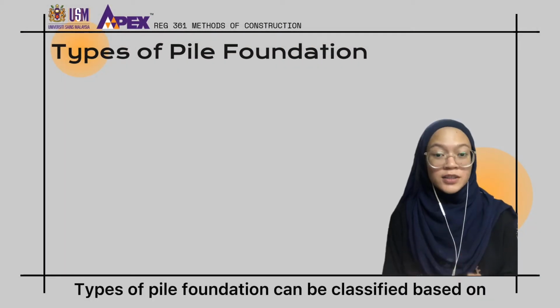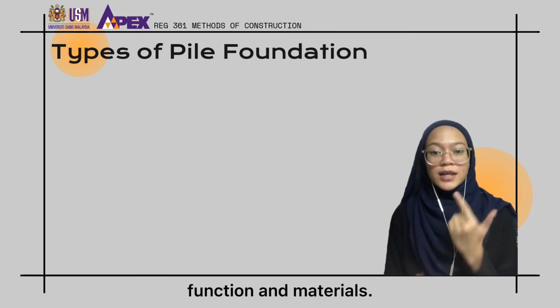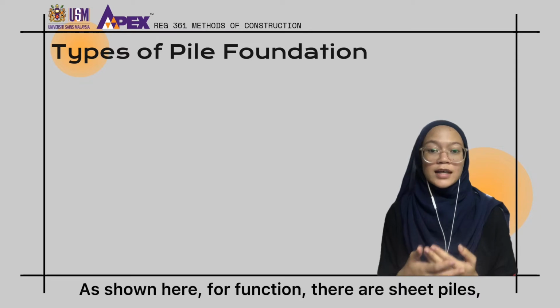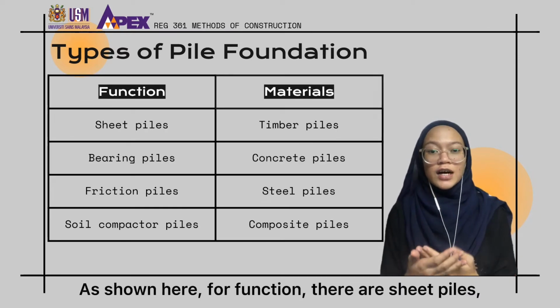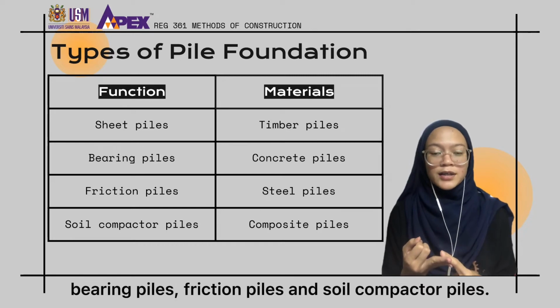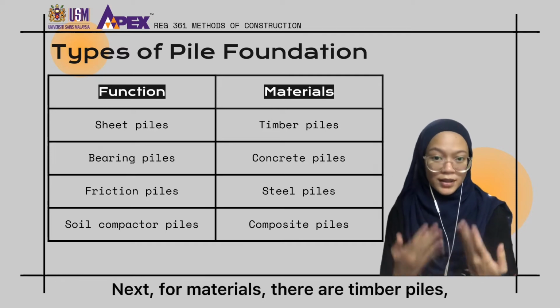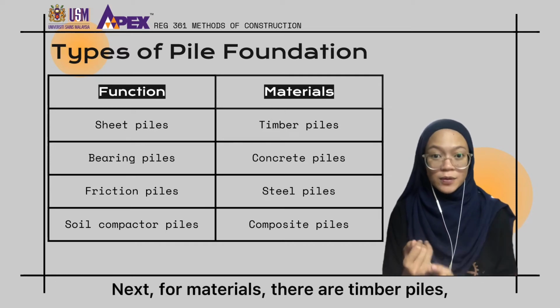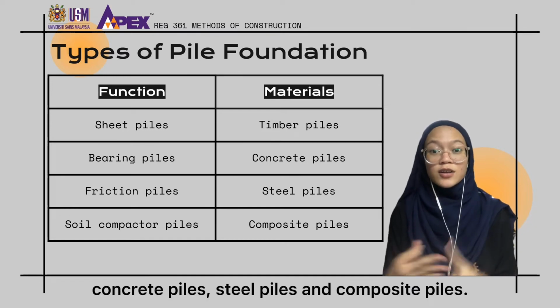Types of pipe foundation can be classified based on function and materials. As shown here, for function, there are sheet pipes, bearing pipes, friction pipes, and soil compactor pipes. Next, for materials, there are timber pipes, concrete pipes, steel pipes, and composite pipes.